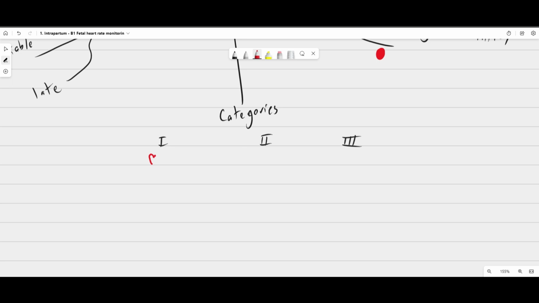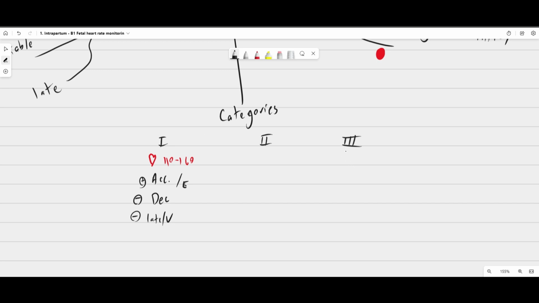So we have our heart rate, just like we said before, 110 to 160. We're going to abbreviate. There are positive accelerations. There are negative decelerations, excluding the early, and we don't have any late or variable, but we might see some earlies. I'll put an E here because those are healthy.